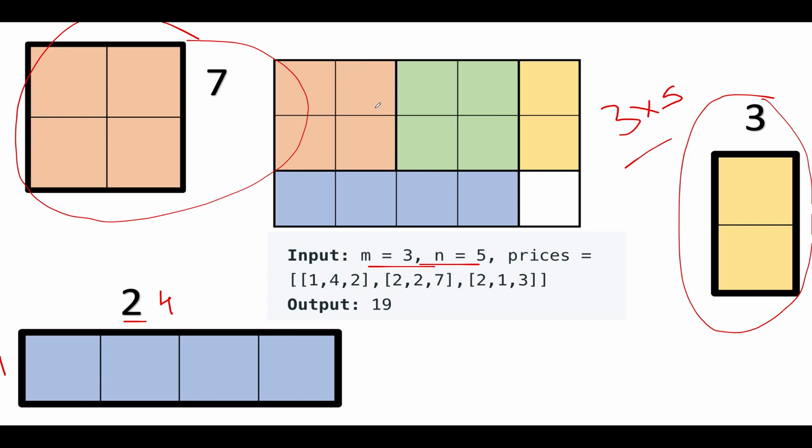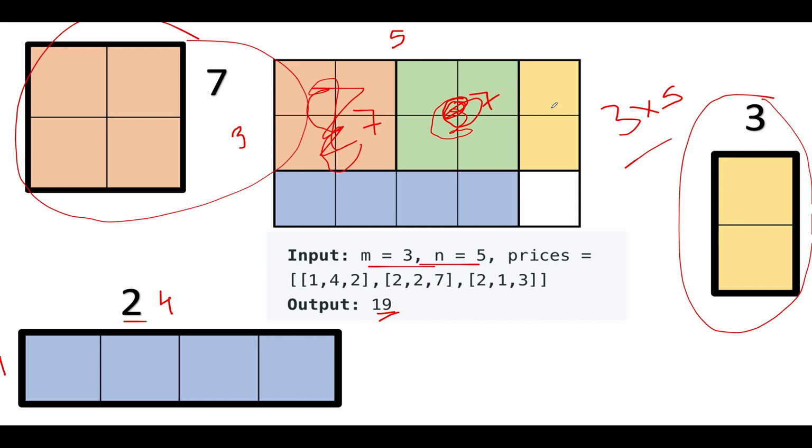So in order to cut this entire big log of wood of dimension 3 into 5, what is the maximum money that can be generated out of it? The maximum money output happens to be 19. And how 19? Let's try to analyze it. We will be creating two logs of wood of dimension 2 cross 2. The first one is this one, the second one is this one highlighted in green, and the cost associated with both of them is 7 units. So let's write 7 over here.